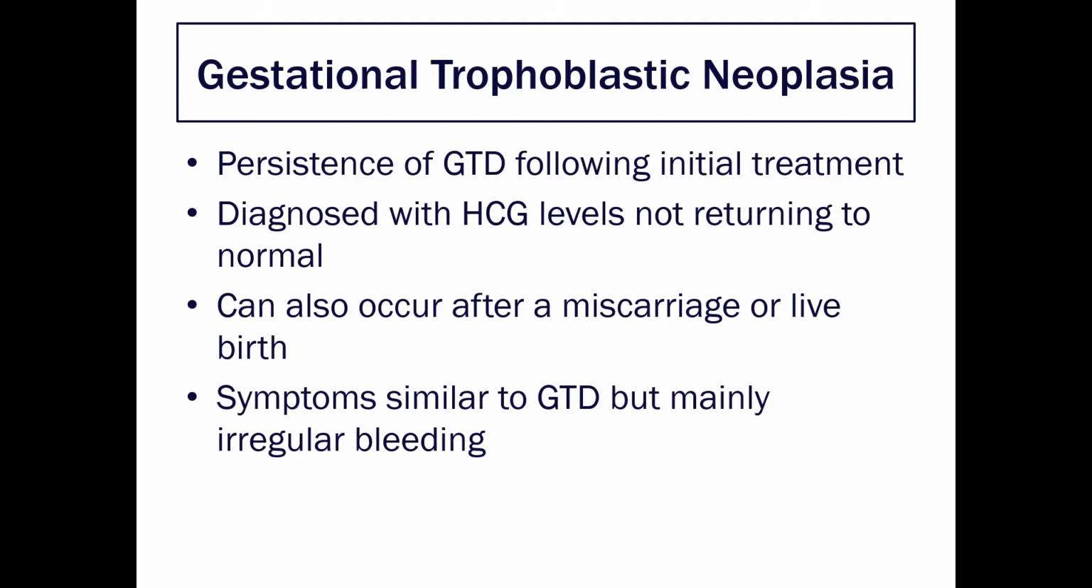Development of persistent or irregular bleeding after a pregnancy may be a sign of GTN. Other symptoms include abdominal pain and distension of the abdomen, but women should have a pregnancy test to exclude pregnancy and to have an ultrasound scan as well.